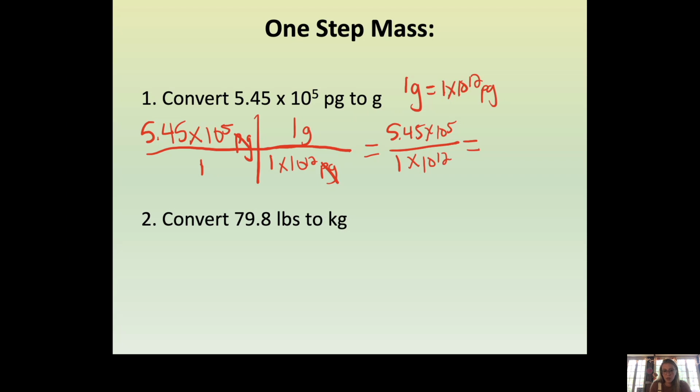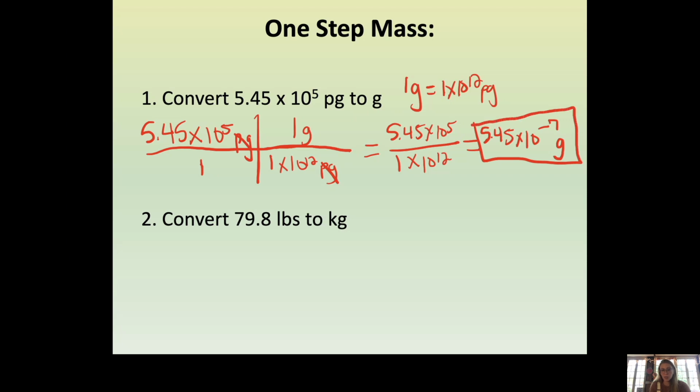Some fun, easy way to multiply and divide scientific notation: when you divide, you divide the coefficients and subtract the powers. When you multiply, you multiply the coefficients and add the powers. So 5.45 is itself, because it's divided by 1, times 10 to the 5 minus 12, which is -7, and I want grams, because that's what's left.